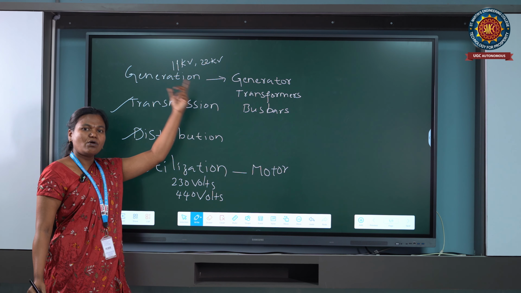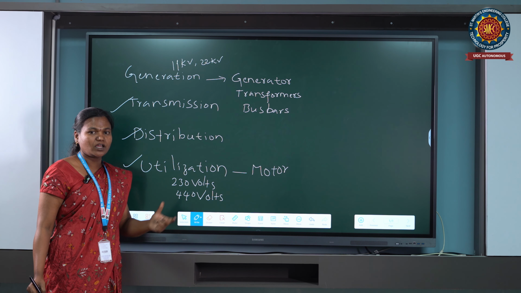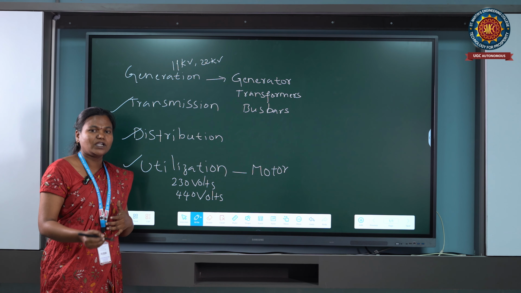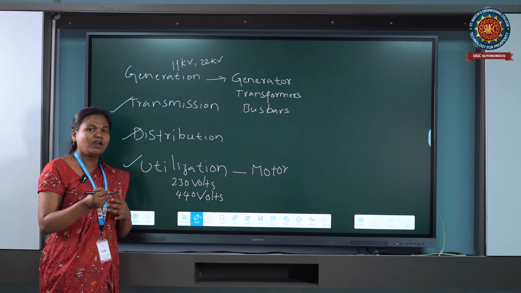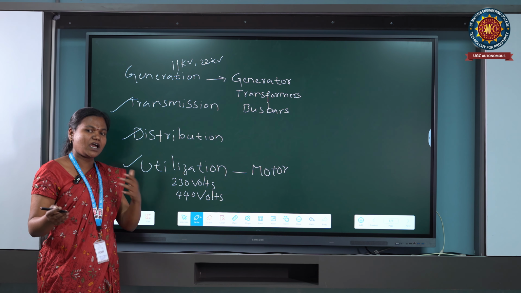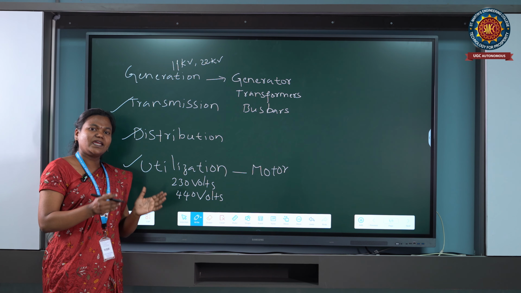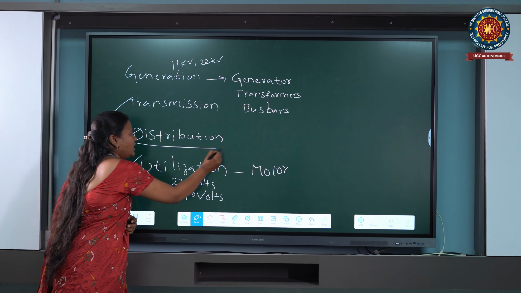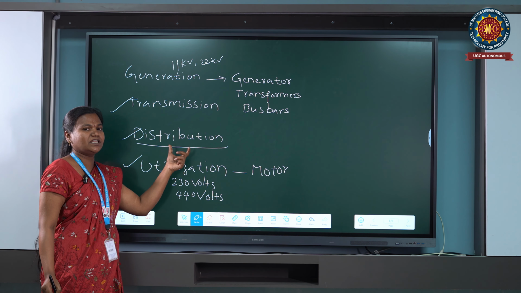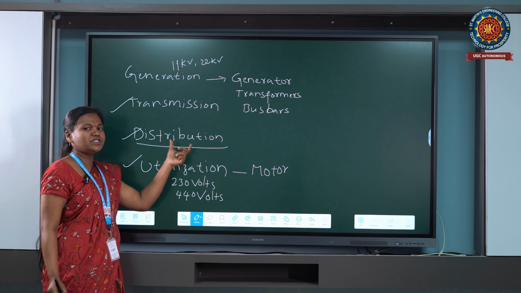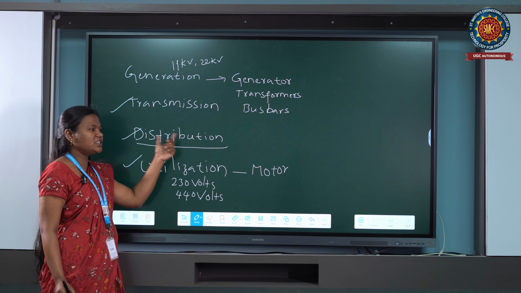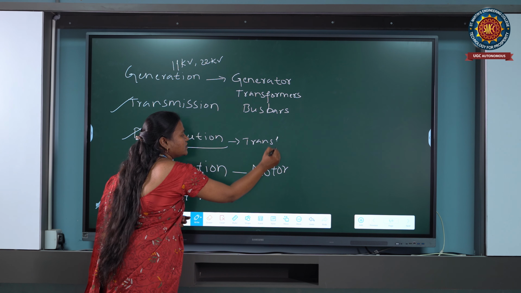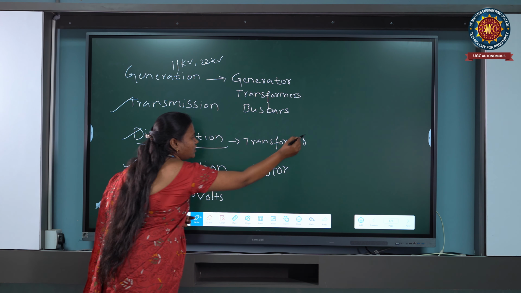Now see here, we are generating more power, but we are utilizing a lesser amount. So we have to decrease the level of the voltages. How can we change the level of voltages from one level to another? We already know that by using transformers we can transfer energy from one level to another. Distribution is nothing but distribution substations, and in the distribution substations we use transformers.